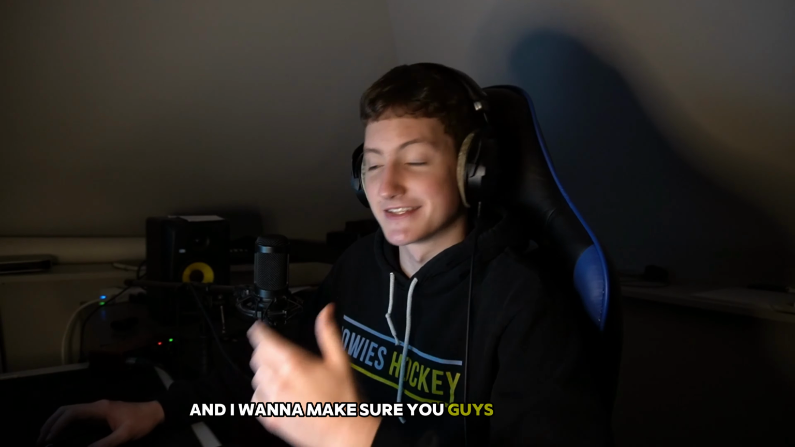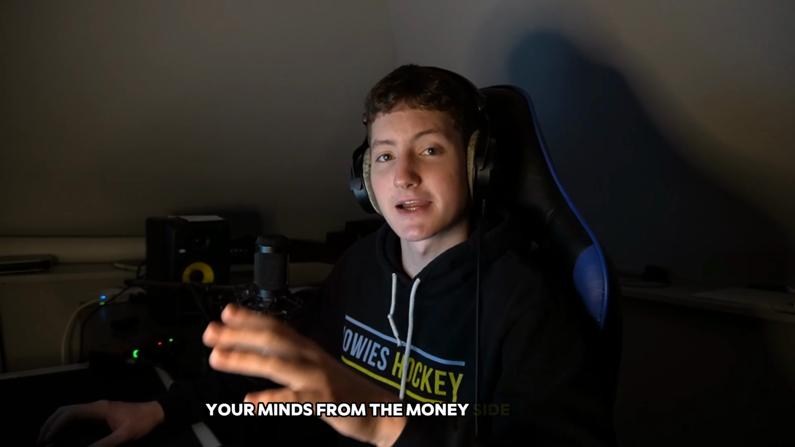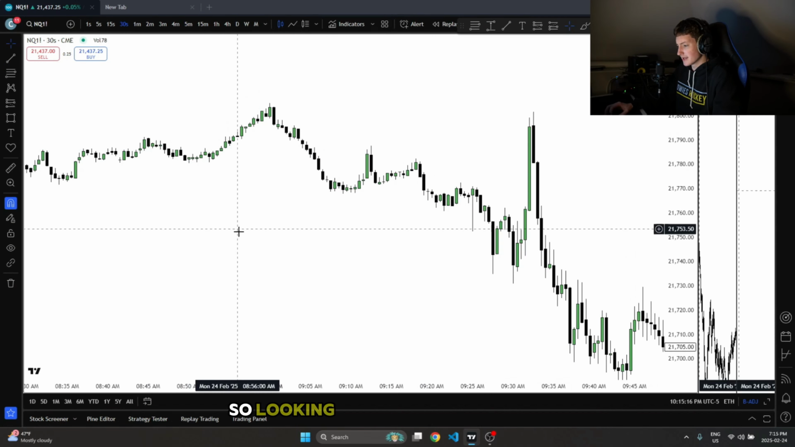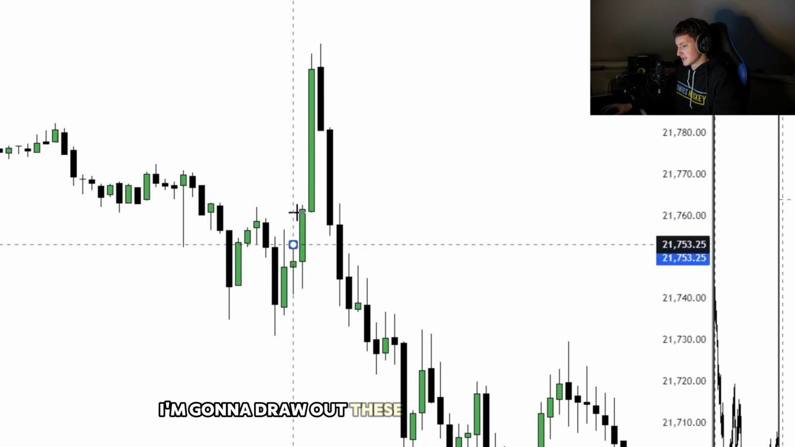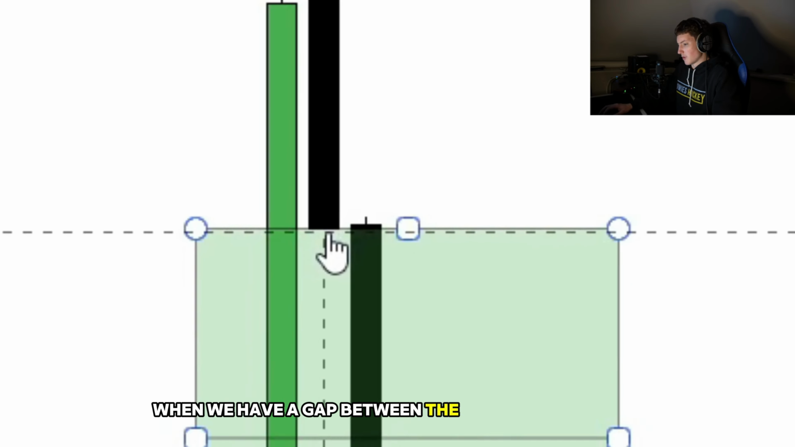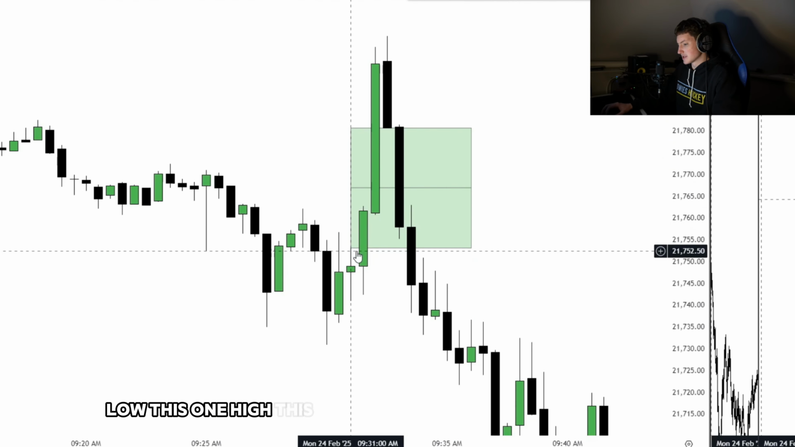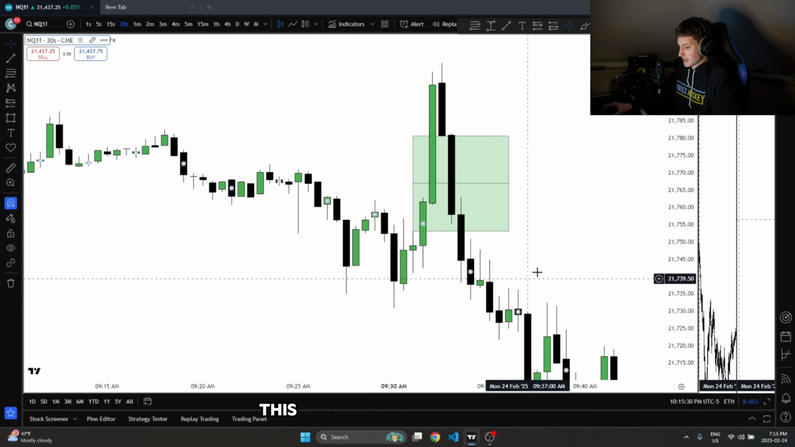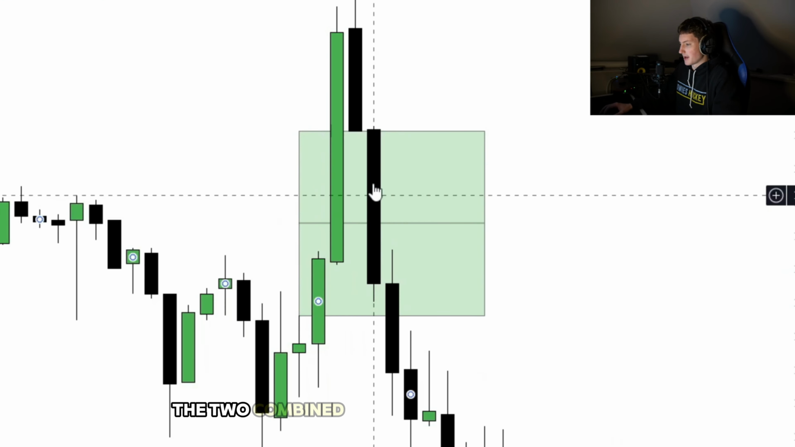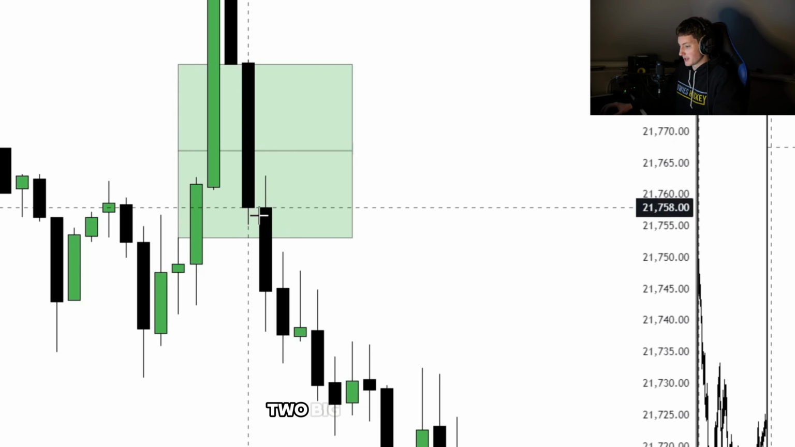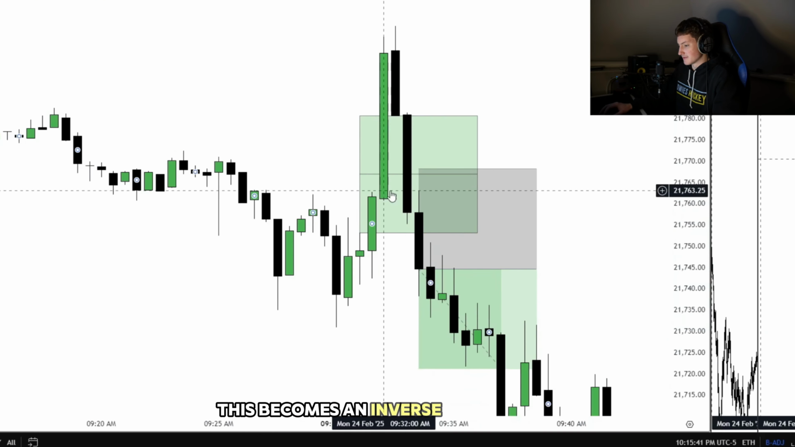And I want to make sure you guys disconnect your minds from the money side of trading, but we're all here for that, right? So looking at this chart right here, I'm going to draw out these 2 bullish fair value gaps. So as I've explained before, when we have a gap between the low of this candle and the high of this candle, low of this one, high of this one, I'm just drawing both of them here. This becomes just one big gap, the 2 combined. When they both are inversed, 2 big large candles here, this becomes an inverse fair value gap. Like I said, what I do is I enter on inverse fair value gaps.